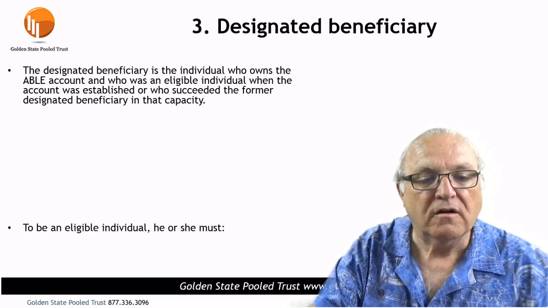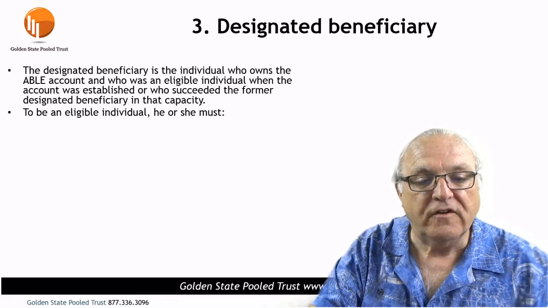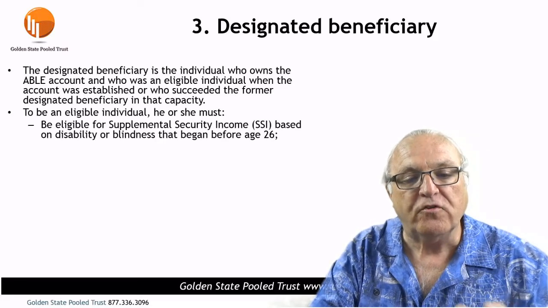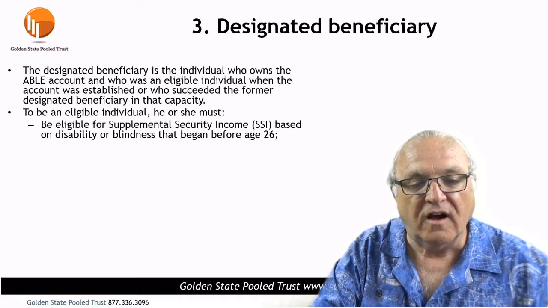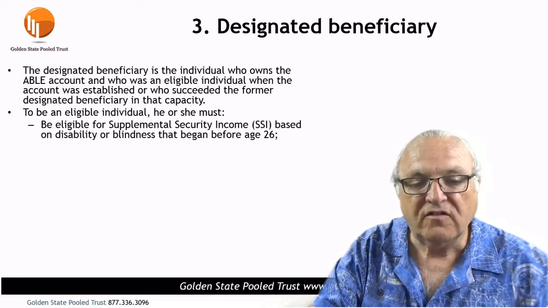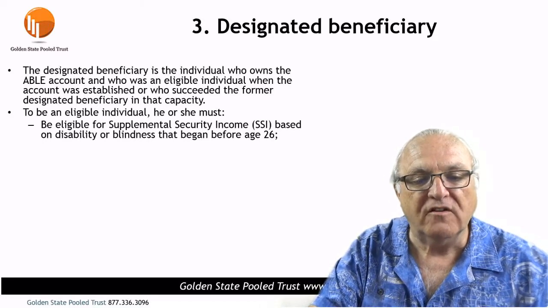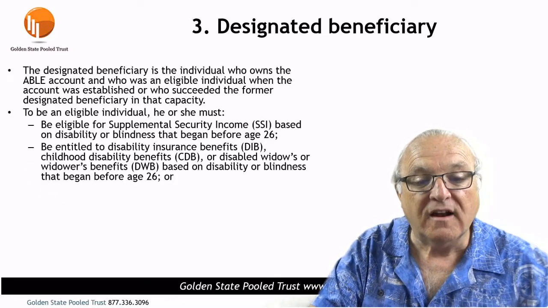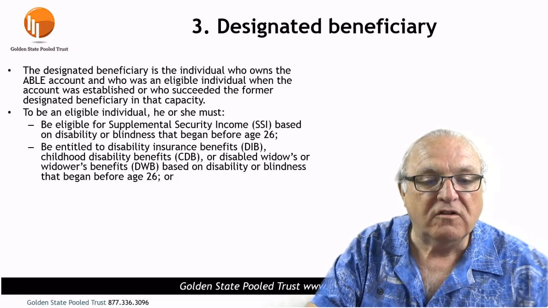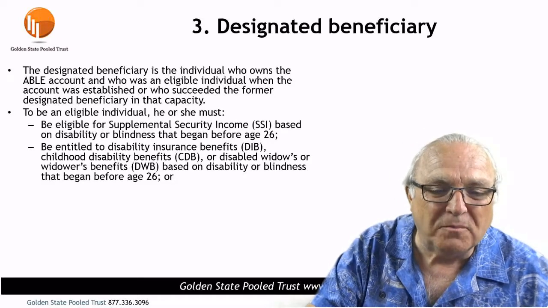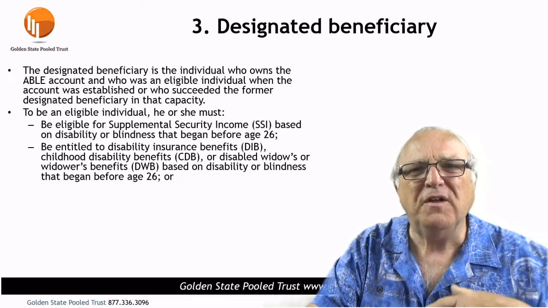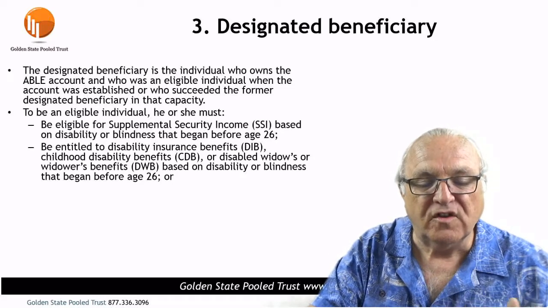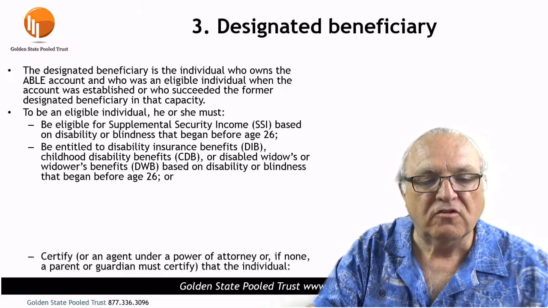accounts are concerned. To be an eligible individual, he or she must be eligible for Social Security, for SSI, or SSDI based on a disability or blindness that began before the age of 26. To be entitled here to disability insurance or childhood disability benefits, so you need to be on one of the disability related programs to be eligible.